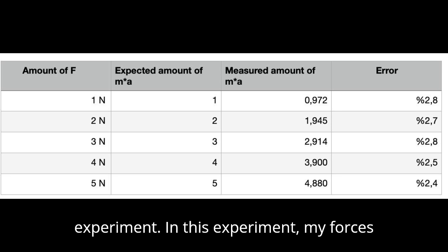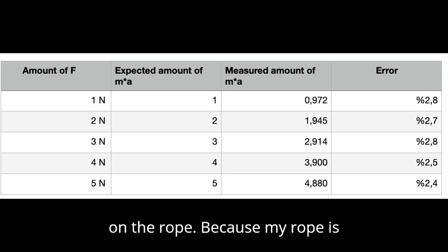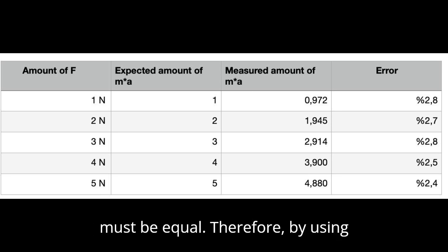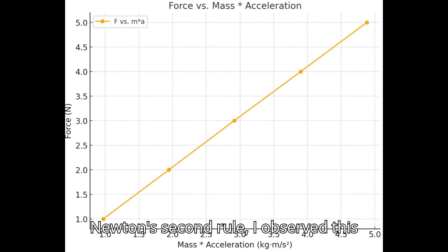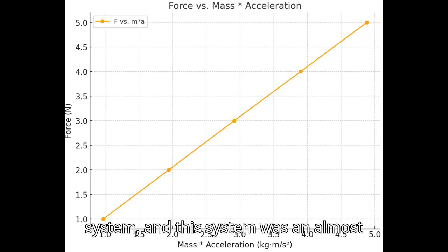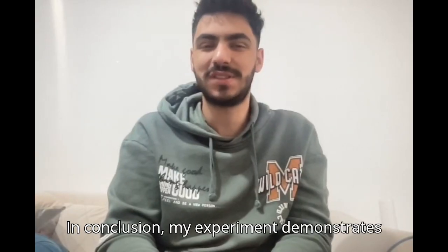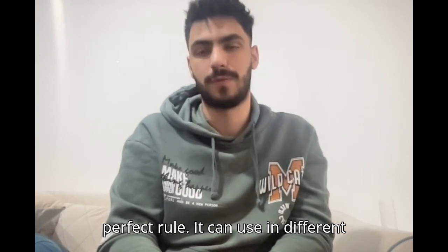In this experiment, my forces were only my objects' weights and tension on the rope. Because my rope is inextensible, my objects' accelerations must be equal. Therefore, by using Newton's second rule, I observed this system, and this system was an almost perfect proof of Newton's second rule. In conclusion, my experiment demonstrates that Newton's second rule is an almost perfect rule.